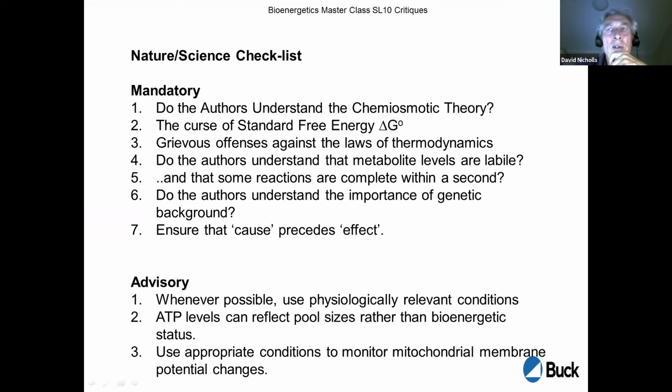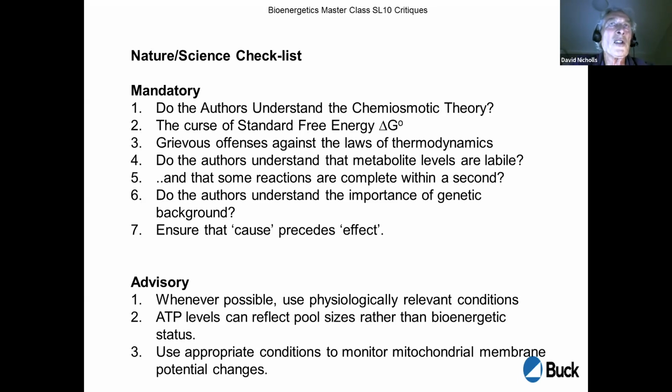This is the checklist we're going to go through in this lecture. I am focusing on Nature and Science and Cell because they are the greatest villains in terms of scientific precision and rigidity and correctness, and I will defend that statement when I give this lecture.